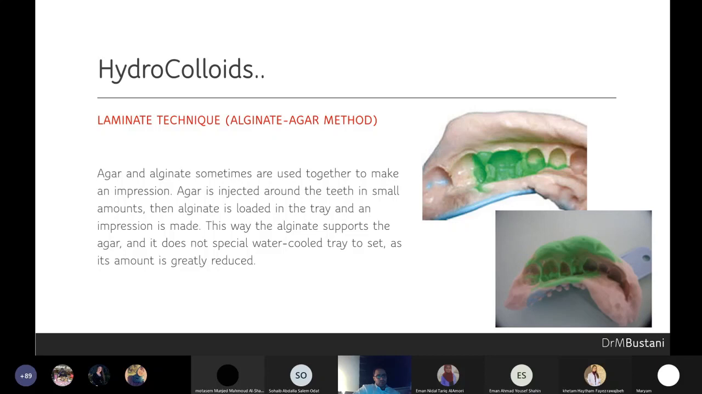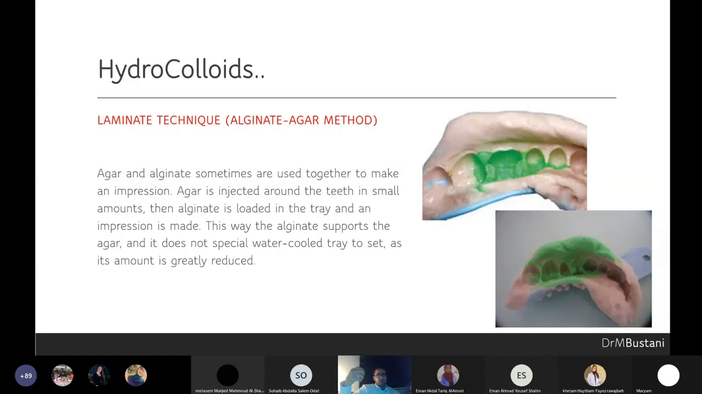Okay. One interesting technique is when we use both materials at the same time. The disadvantage of agar-agar is that it needs special equipment, which is expensive. It needs the tray with water coolant in order to decrease the temperature of the agar-agar until it sets in the patient's mouth. It sets around 25 degrees, so cold water is running in the tray to make the material set. They came up with a technique where they use both materials, alginate and agar, in the same impression.